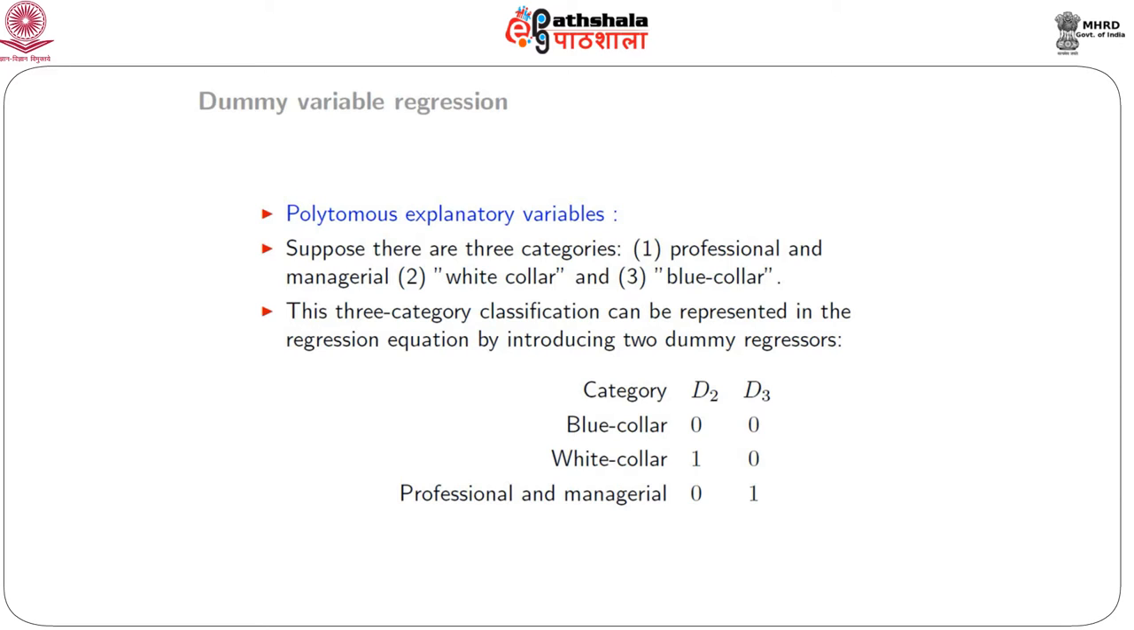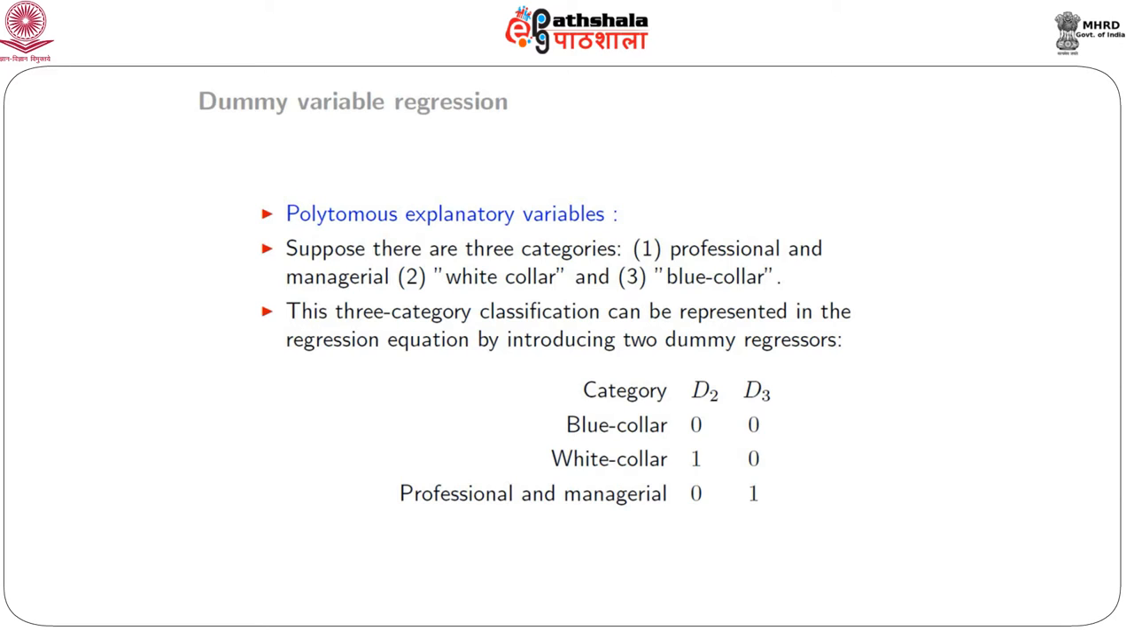For example, let us consider the regression of the rated prestige of occupations on the income and education level. Income and education level here are the continuous variables, and we wish to regress rated prestige of occupation on these two predictor variables. So let us classify the occupations into three categories. The first is professional and managerial, the second is white collar, and the third is blue collar.